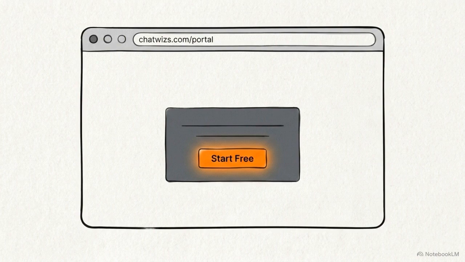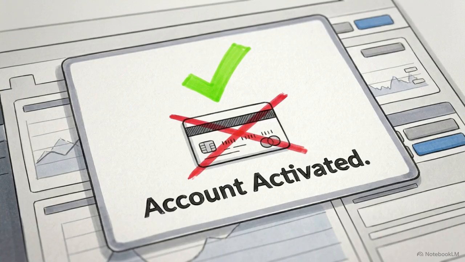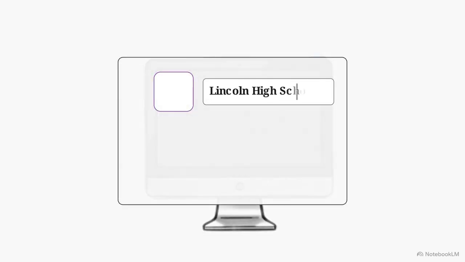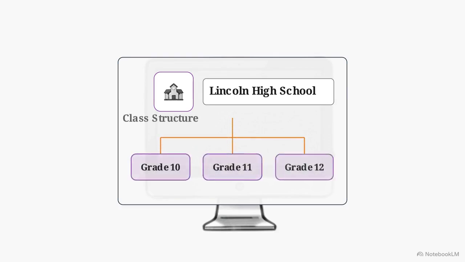chatwizes.com/portal. You sign up with an email address. The platform requires no credit card, allowing you to create your account instantly. Next, you configure your digital institute. You type in your school's name, upload a logo, and define your basic class structure to organize your incoming data.